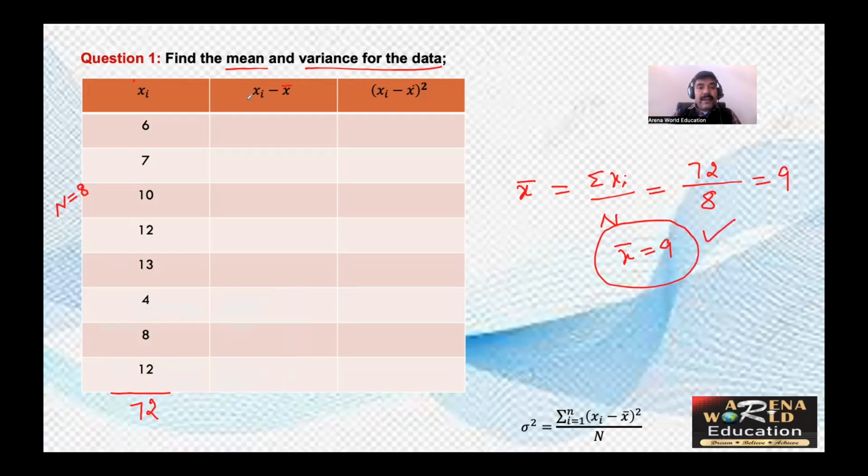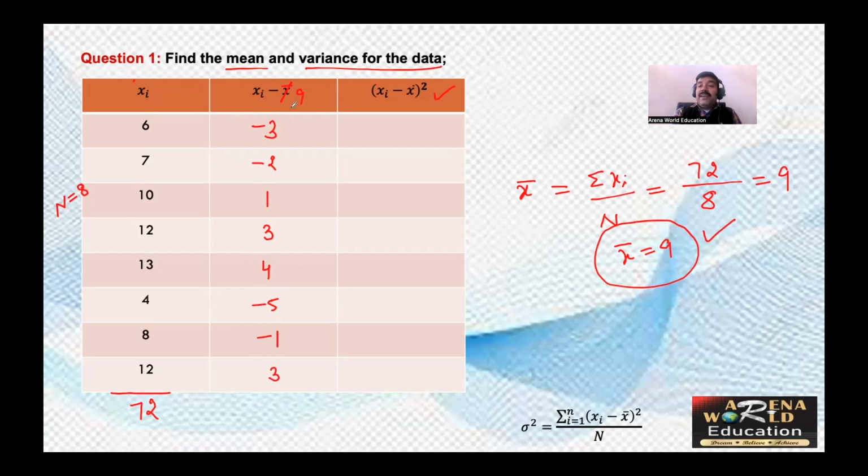Now, what is the next step? We have to find deviation from the mean. This is mean, so this is 9. So we have to find the difference of all xi's from mean, that is 9. So 6 minus 9, yes, this will be minus 3. 7 minus 9, it will be minus 2. 10 minus 9, it will be 1. 12 minus 9, it will be 3. 13 minus 9, it will be 4. 4 minus 9, it will be minus 5. 8 minus 9, it is minus 1. And 12 minus 9, it will be 3.